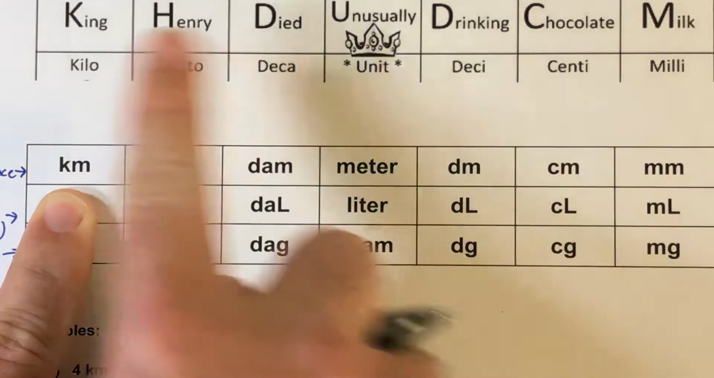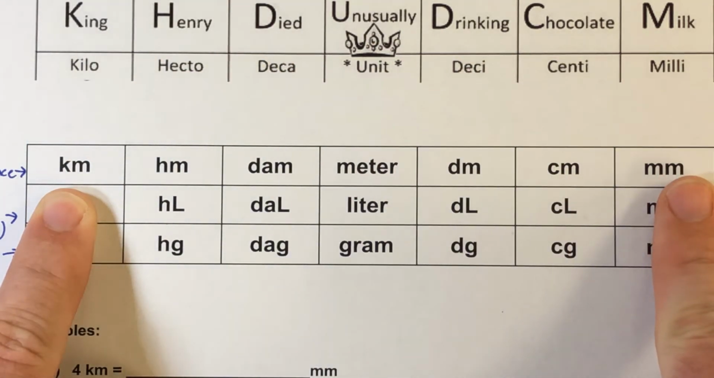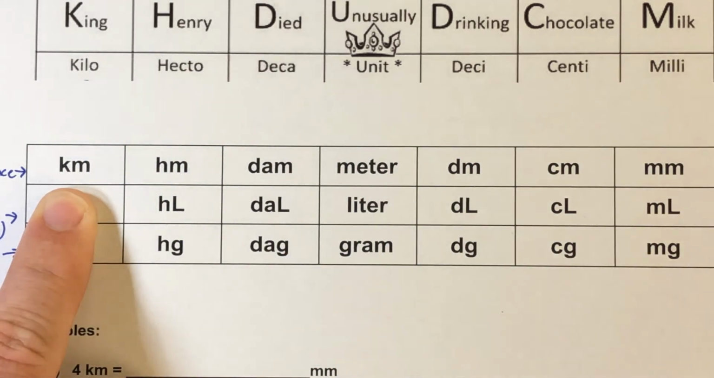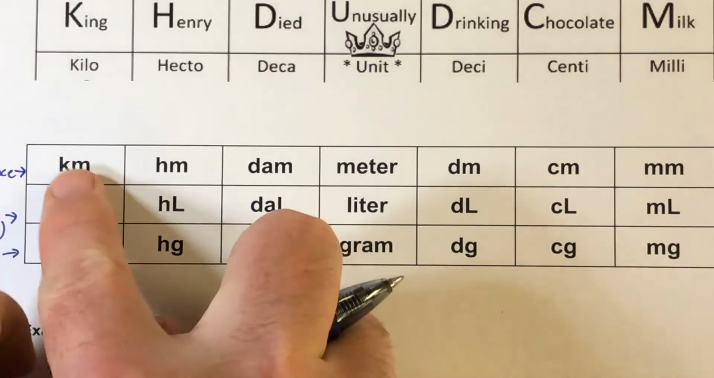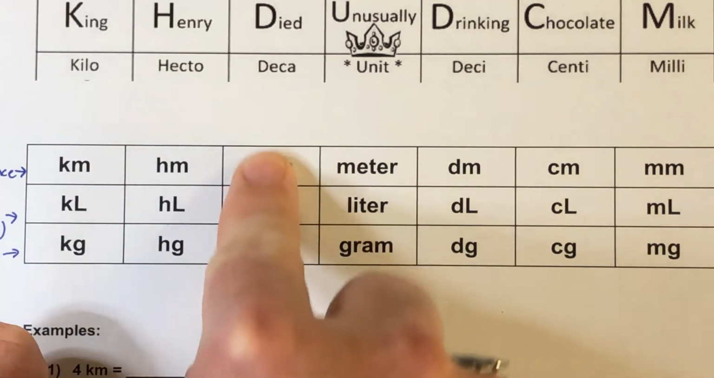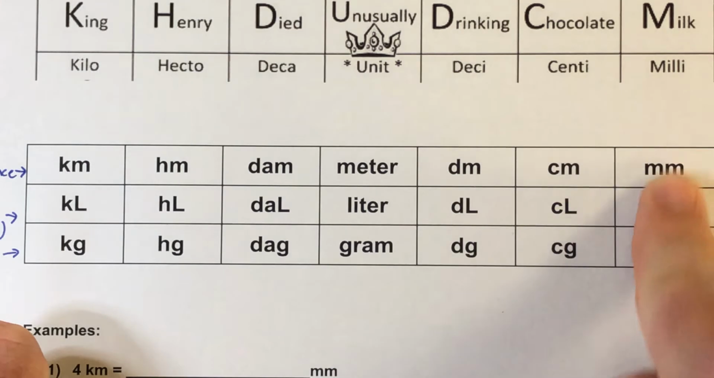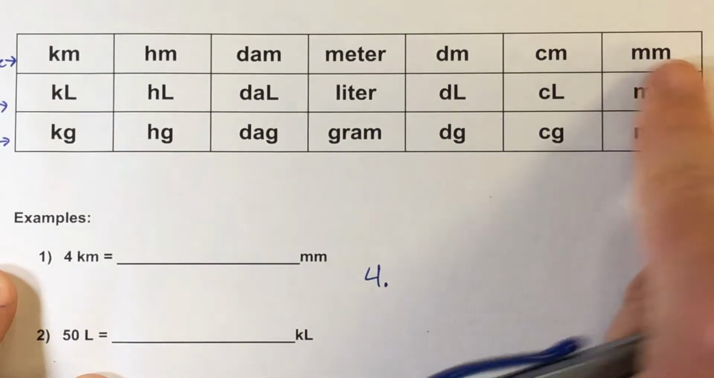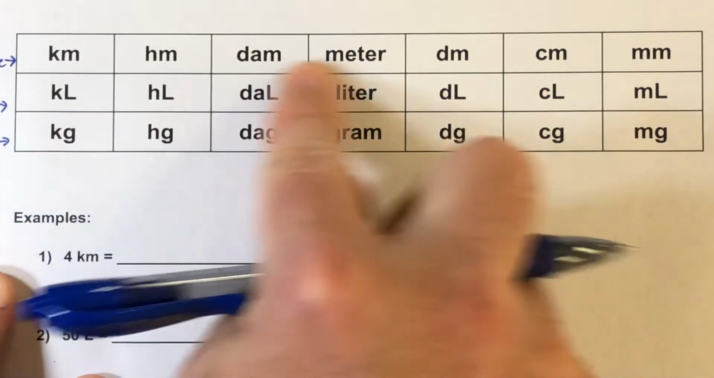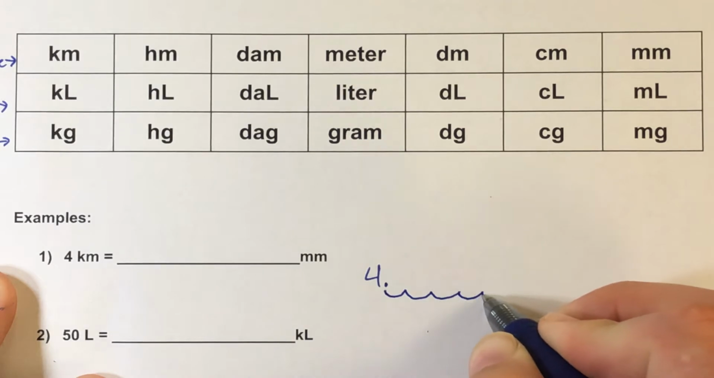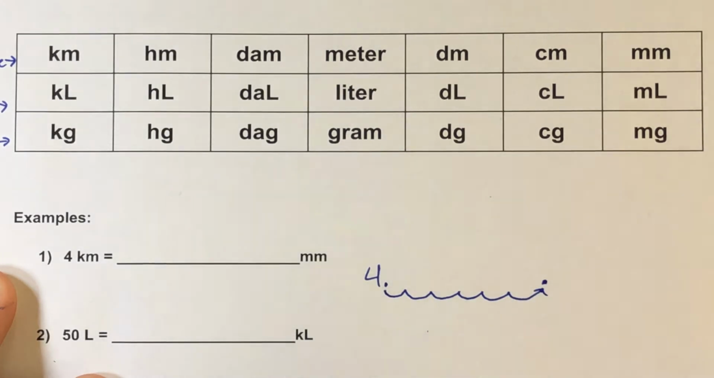What are we going to do? We're going to look at the direction on the chart that we would go and count how many place values we would have to move to get there. So to go from kilometers to millimeters on this chart, I would have to move once, twice, 3 times, 4 times, 5 times, 6 times on the chart to the right to get to millimeters. So that means I'm going to move my decimal the same. So move your decimal 1, 2, 3, 4, 5, 6 place values to the right.